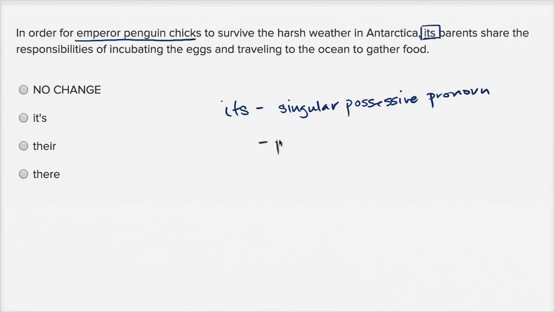So we're going to need a plural possessive pronoun. And the one we would use is "their." So in order for emperor penguin chicks, we're talking about many things, to survive the harsh weather in Antarctica, their parents share the responsibilities of incubating the eggs and traveling to the ocean to gather food.